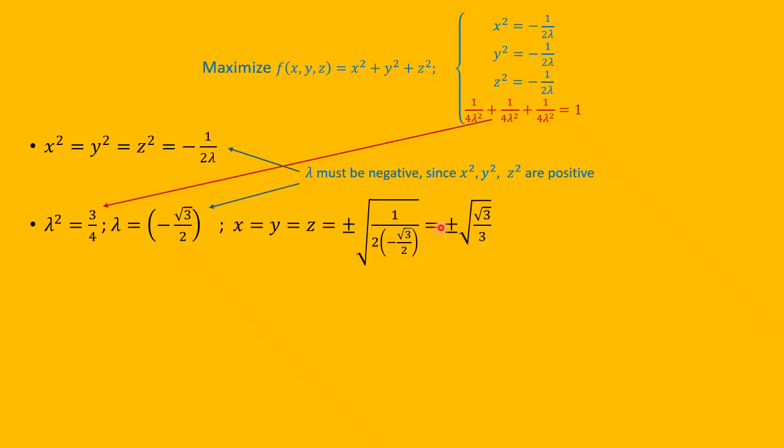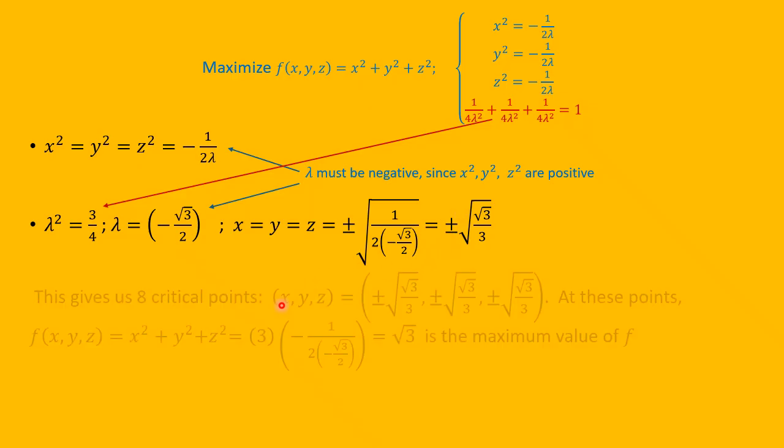And this simplifies to plus or minus the square root of 3 over 3. We can see why that happens, because we have 2 times 1/2 here, basically. So we're going to get just minus square root of 3 for this denominator. And 1 over the square root of 3 is the square root of 3 over 3. So x, y, and z can either be plus or minus square root of 3 over 3.